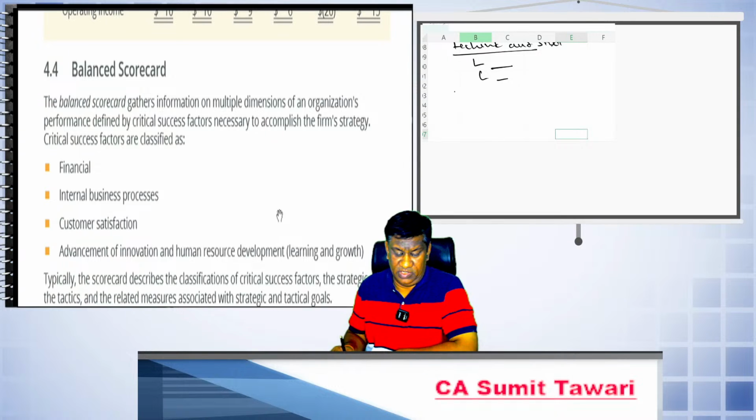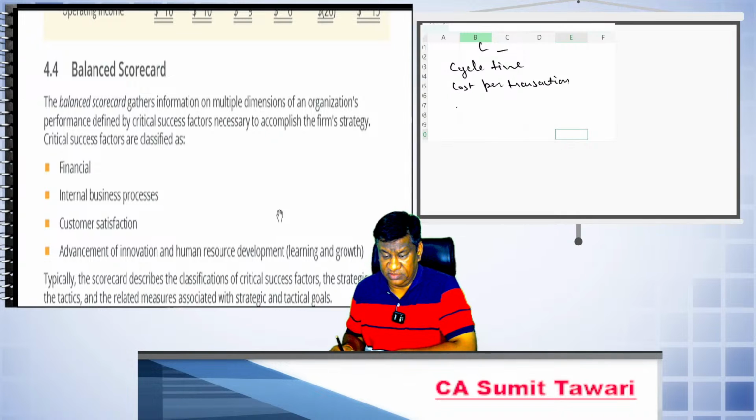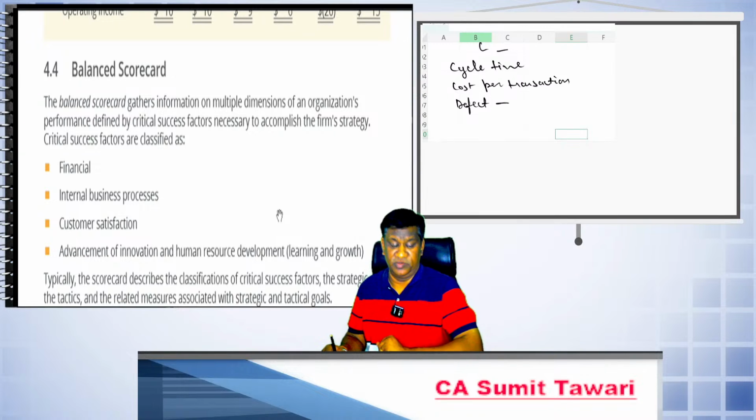Okay. So cycle time you can mention. If you reduce the cycle time, productivity increases. Cost per transaction you can mention. Defects you can mention, because this is also the result of internal processes. Then various ratios like inventory turnover ratio, these you can mention. Okay, so these are internal processes.